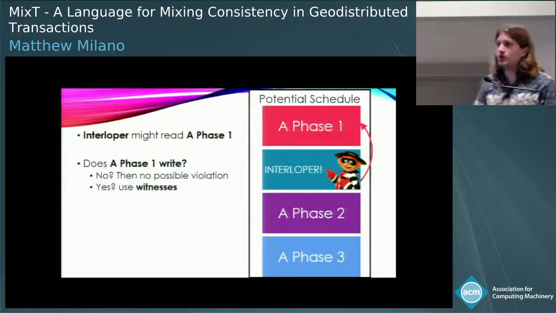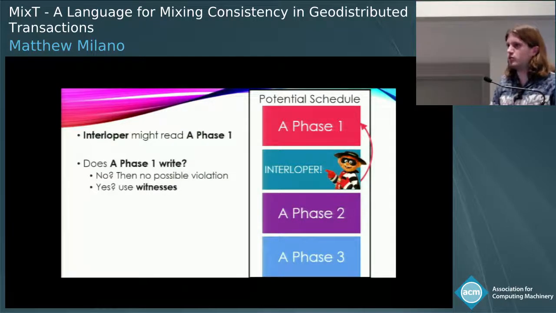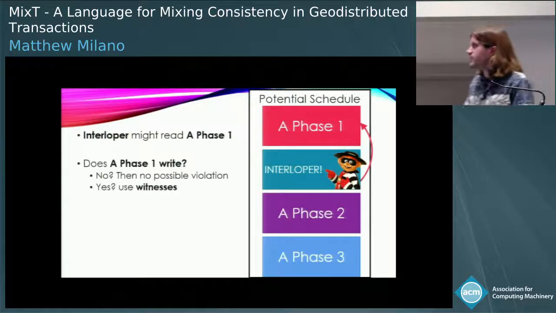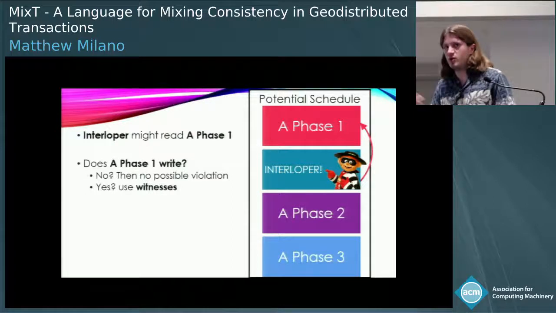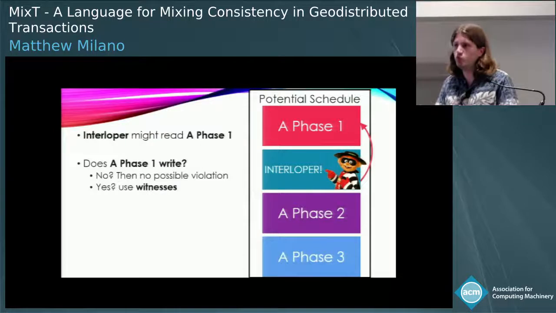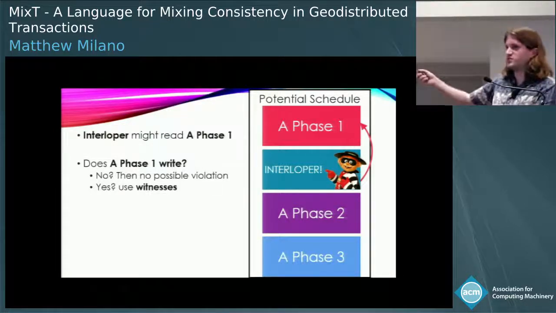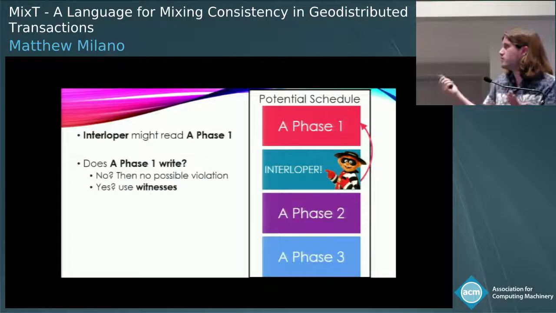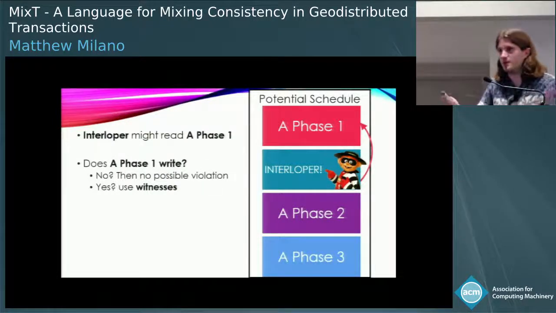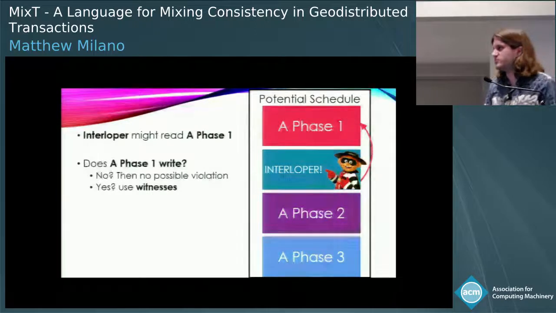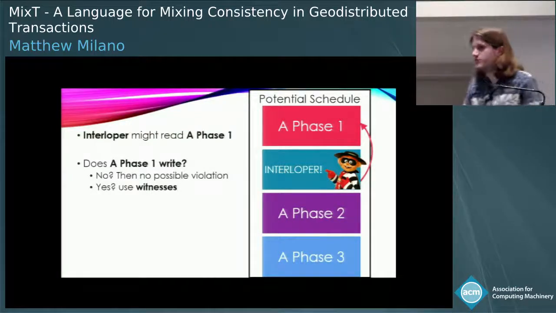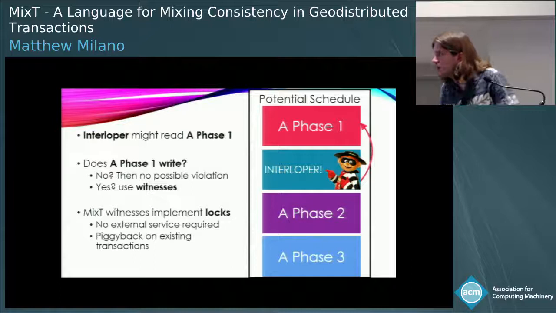The transactions that we've implemented under MixT, and the transactions that we expect to be the most common, have a tendency to cluster their writes in a single phase. So if that's the case for this transaction, which it would be if this were mail delivery, then our interloper would either read all of the writes the transaction will perform, or will simply have nothing to read, so there's no problem. Now, of course, this isn't true in general, so there may be multiple writes for our interloper to view. If there are, we use something called witnesses.